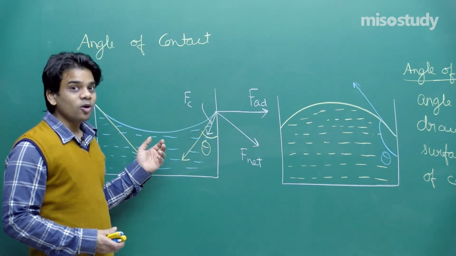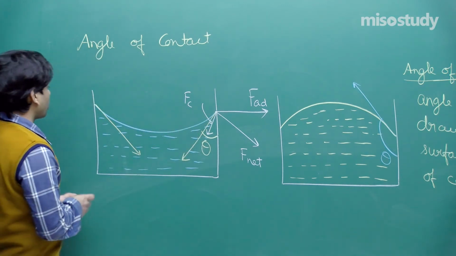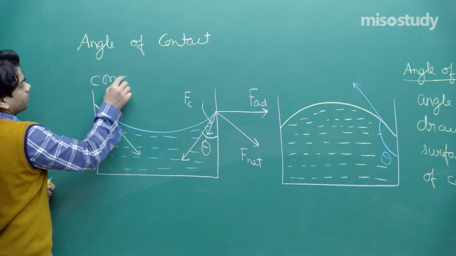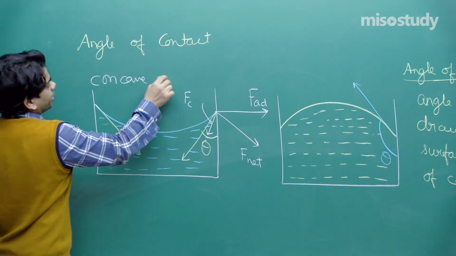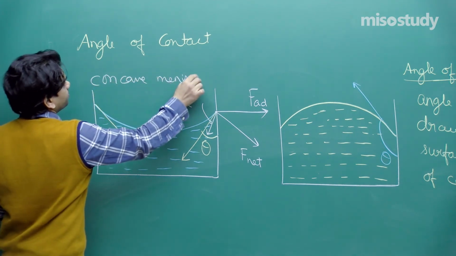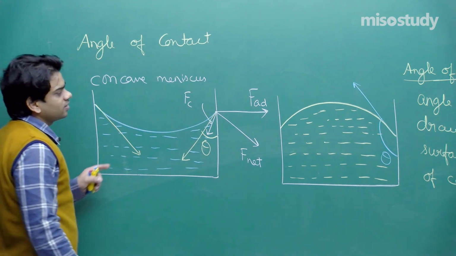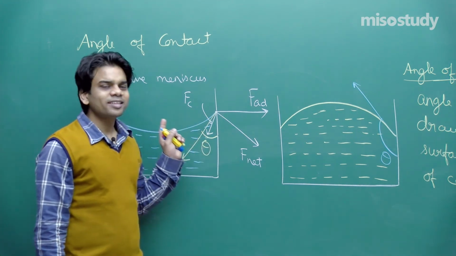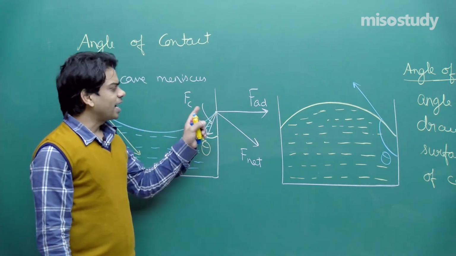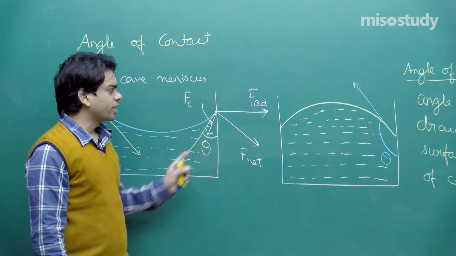Just opposite is the case of the convex meniscus, and this is the concave meniscus case. Concave meniscus. You can see how the forces are directed, and that's why, as we all know, the surface is always directed perpendicular to the net force, and that's why it's oriented along this way.